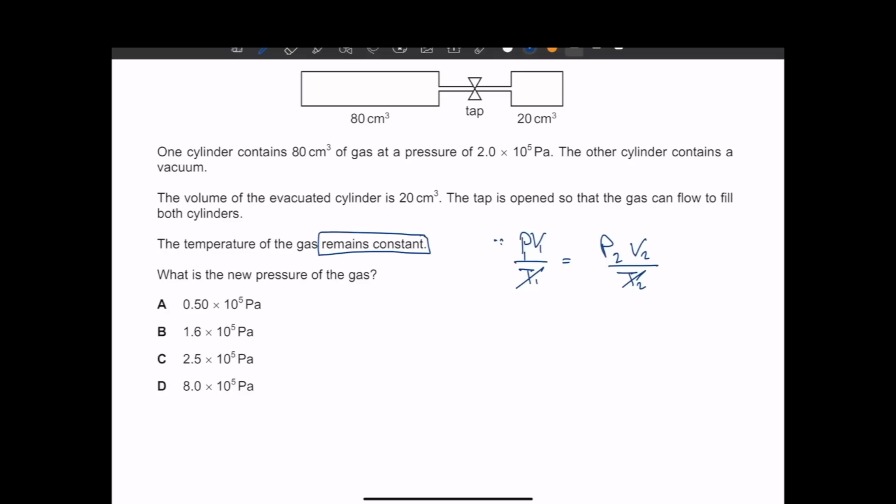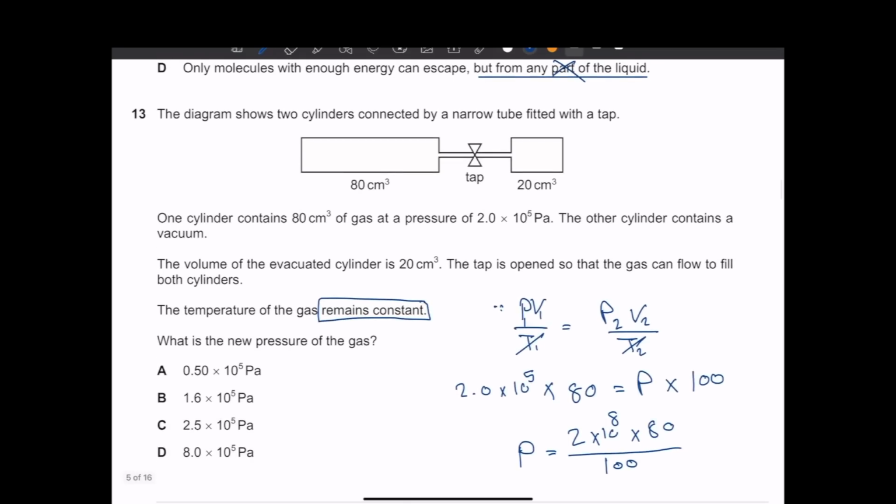Pressure 1, for the first container, is 2.0 times 10 power 5 Pascal, times the volume of the first container, which is 80 centimeter cube. No need to change it into meter cube because the two sides of the equation should be in the same measuring unit. Equal to the second pressure, which is the unknown. I'm going to give it a symbol, for example P, times the new volume. Remember, the new volume is not 20. The new volume is supposed to be 100. If you do that, you will find that the pressure equals 2 times 10 power 5 times 80 divided by 100. It means the pressure is reduced by around 20%. So if you do that in your calculator, you will reach the answer, it's around B. If it's reduced by 20%, it means it's changed from 2 to 1.6. So depending on that, it could be B.